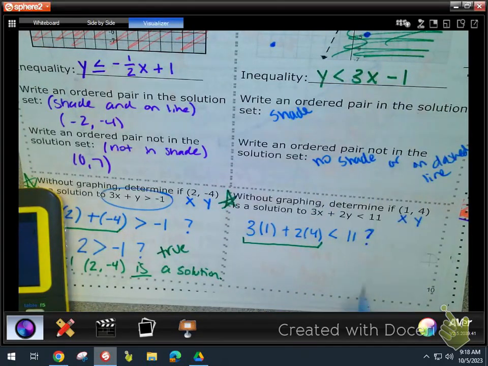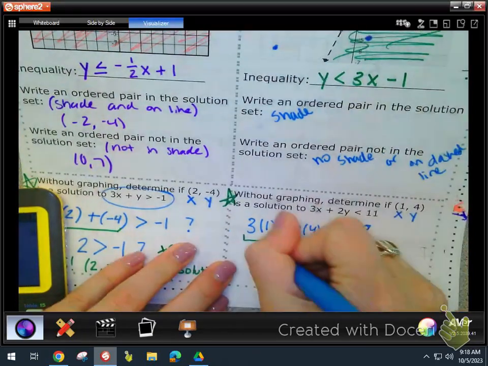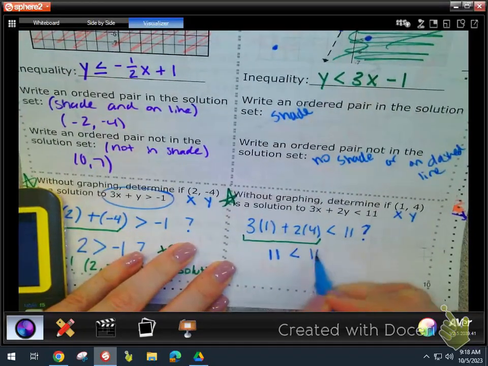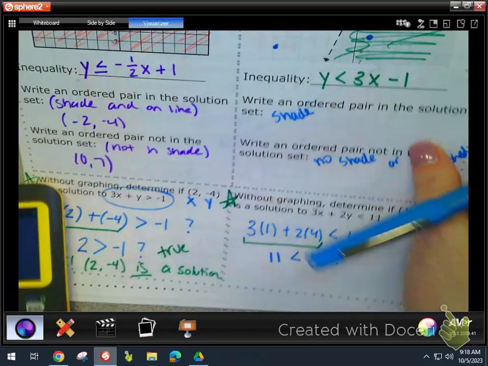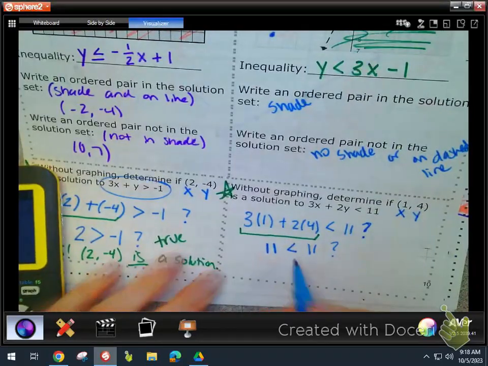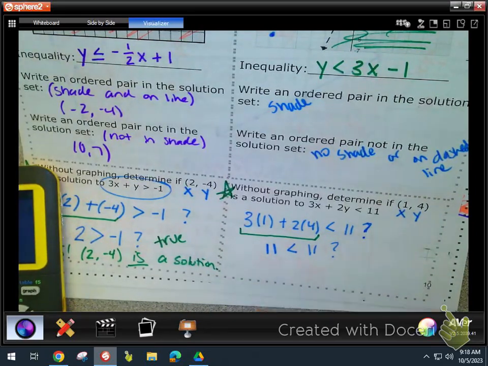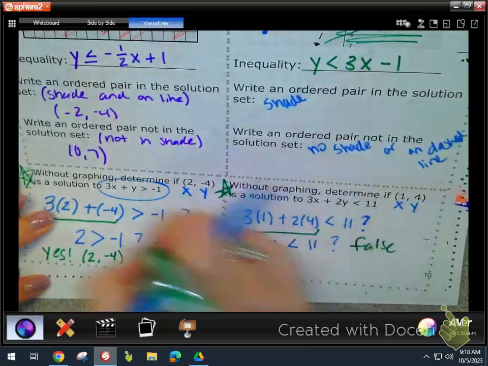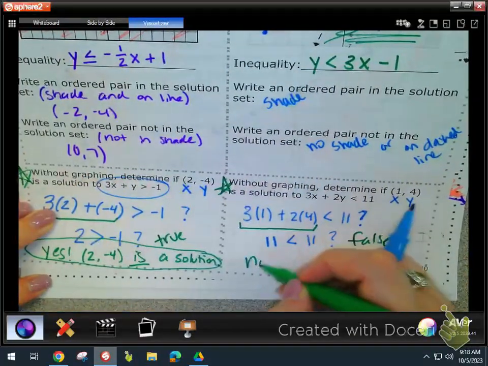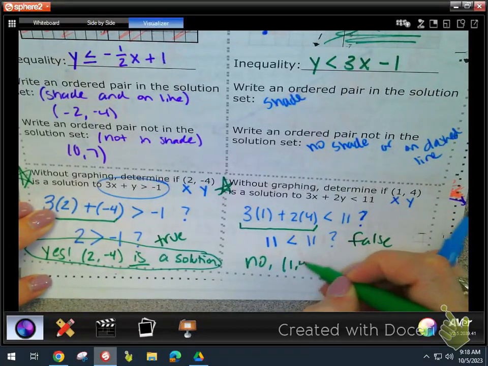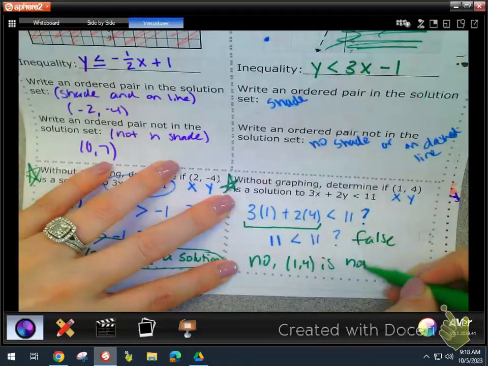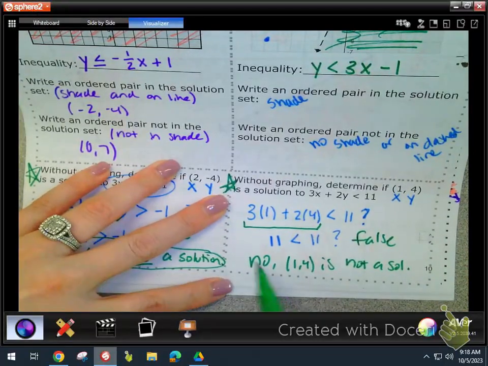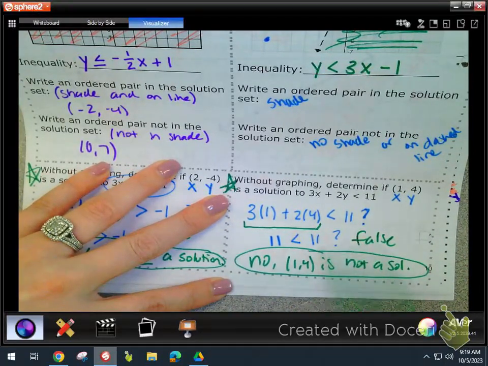We might try one for the problem above. All right, (1, 4), when I plug that in, what is 3 times 1 plus 2 times 4? What number is that? 11. Okay, so is 11 less than 11? No. Okay, now if they have the equal to, would that be a solution? Yes. But we don't have an equal to, so is this a solution? No, so false is what I think. My actual answer, make sure you know what your answer is. My actual answer is no. (1, 4) is not a solution, because you got a false statement.